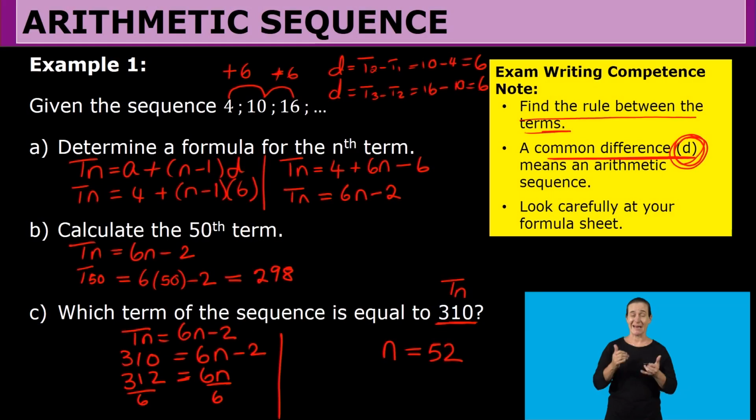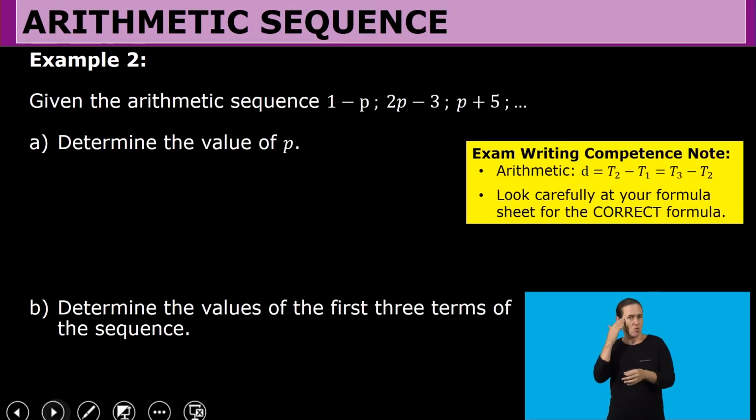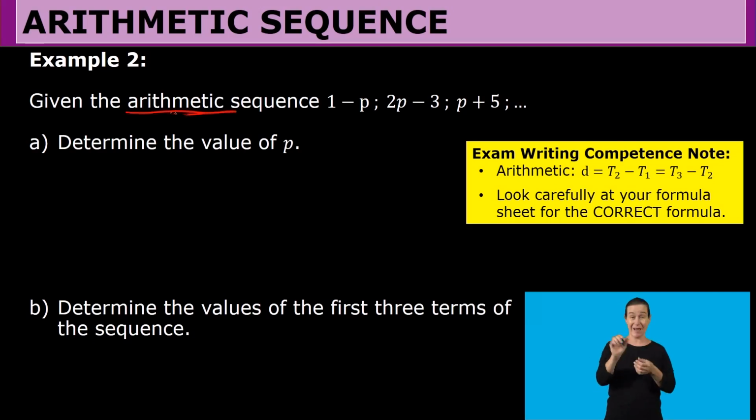Let's move over to a different question, where we have been asked to calculate unknown values, or when our arithmetic sequence has an unknown or a variable in it. Given the arithmetic sequence 1 minus p, 2p minus 3, and p plus 5. So we can see that 1 minus p is our first term, 2p minus 3 is our second term, and p plus 5 is our third term.